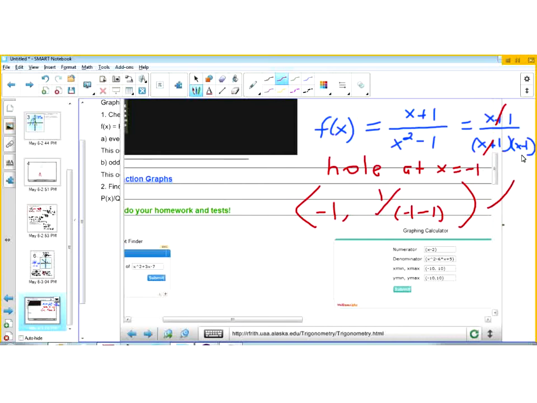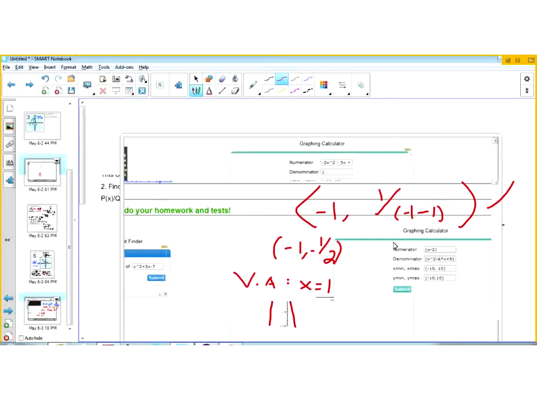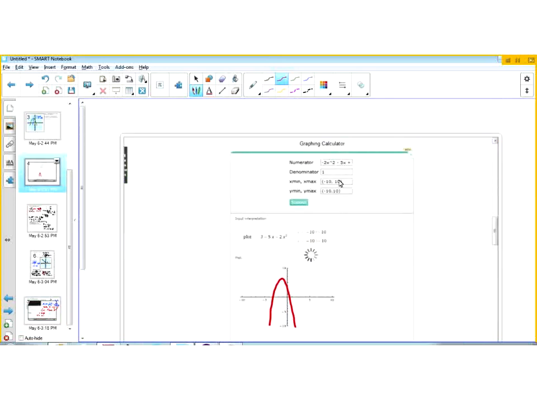All I did is after I did the cancellation, I just took the -1 and plugged it in there. And so we'll have an open circle at -1, -1/2. And then we'll have a vertical asymptote at x equals 1, because the graph clearly cannot exist at x equals 1. All right, I'm not sure if this graphing calculator will show the presence of holes, so let's delve into it and see if there's a limitation.